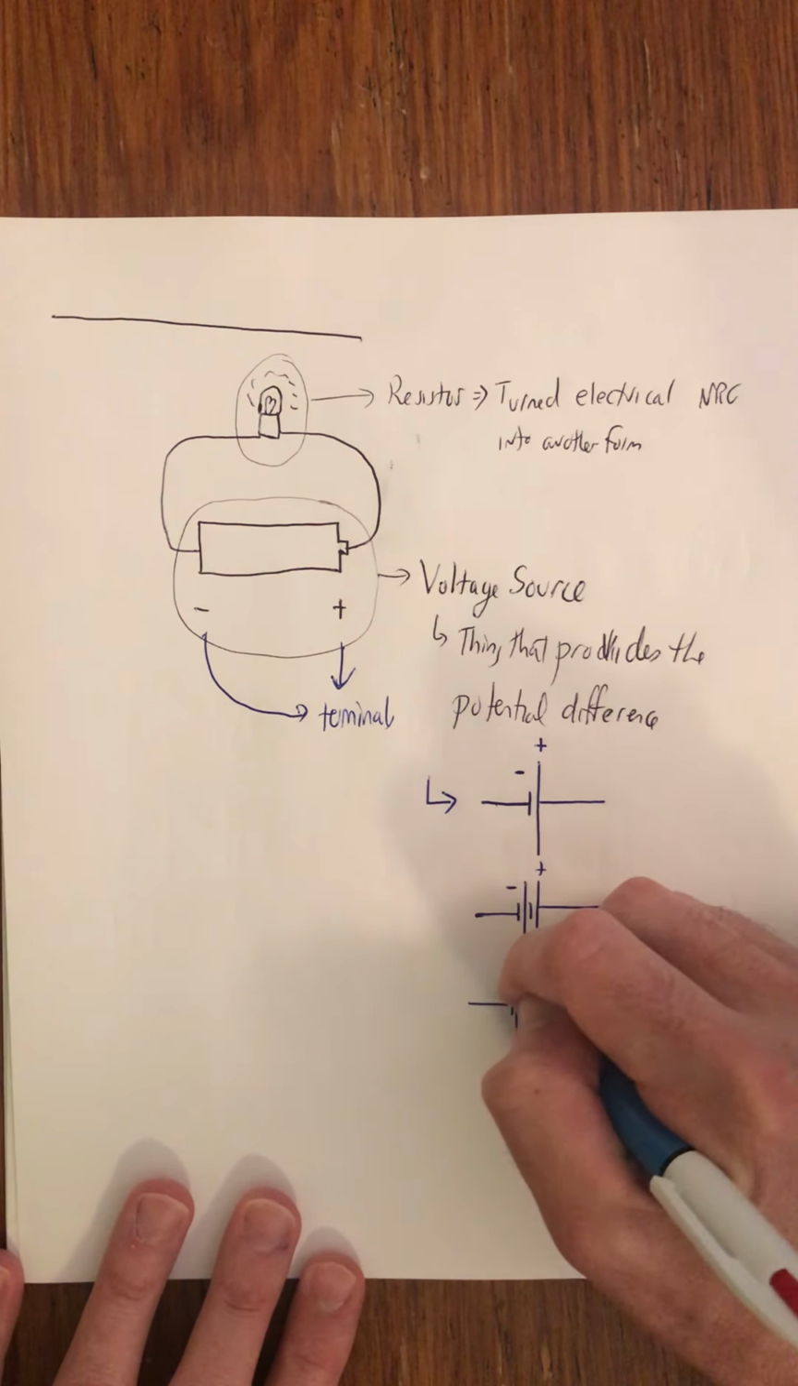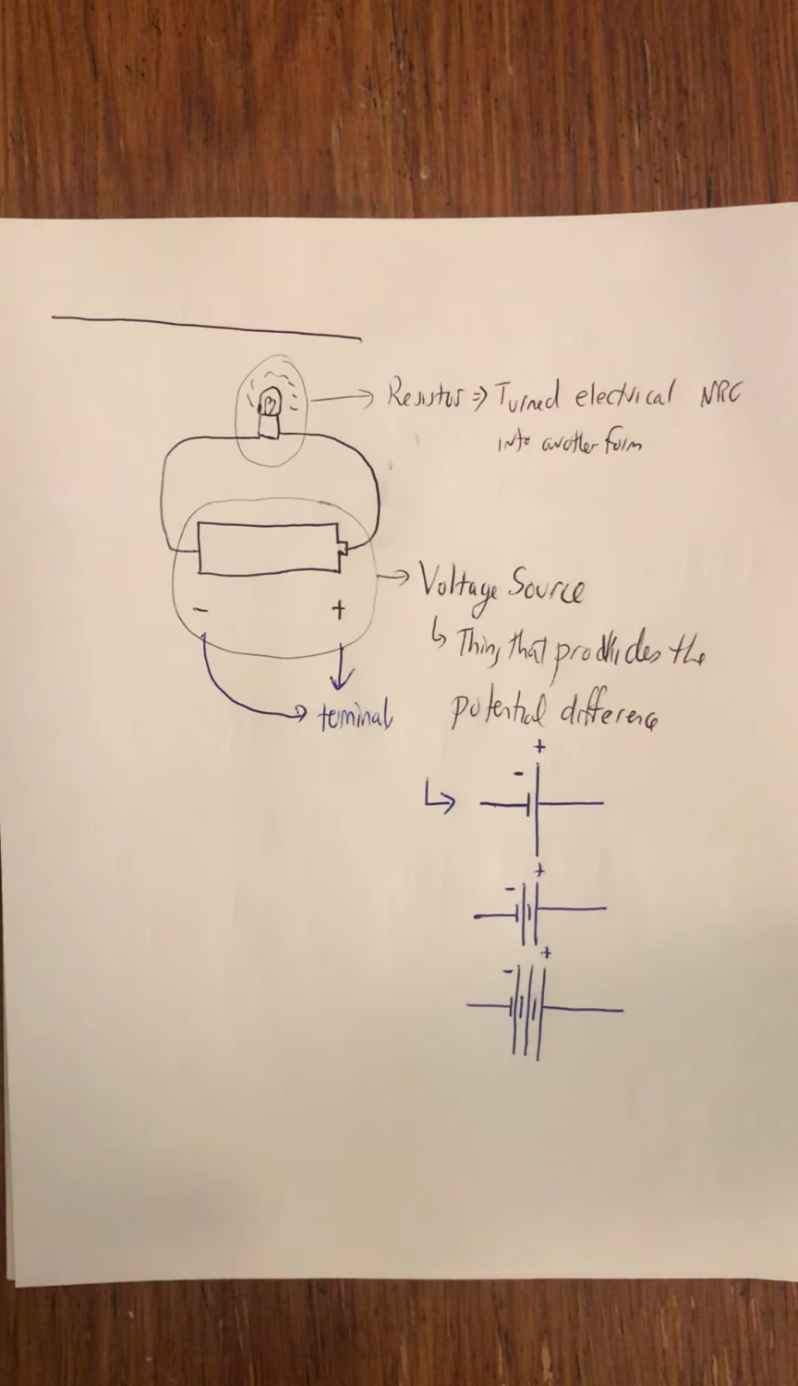Negative, positive, negative, positive. The reason why it has that symbol is when Alessandro Volta was making the first voltage source, he did it by stacking nickel and copper plates. The nickel was more expensive than the copper, so he made small little plates of nickel and longer plates of copper, and it looked like this in some sort of way. And so this is our symbol for a voltage source, okay?